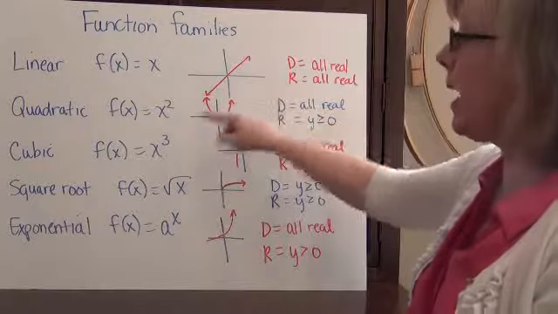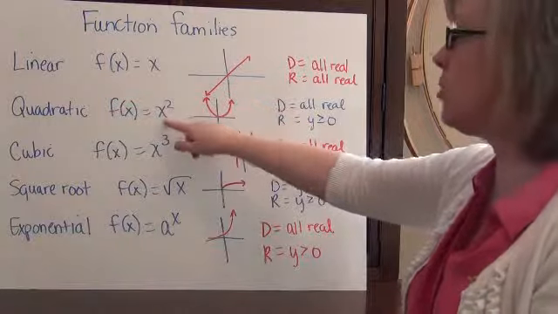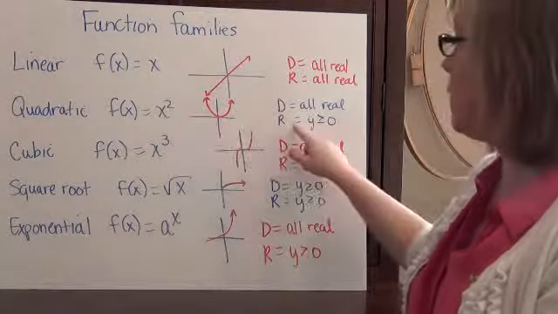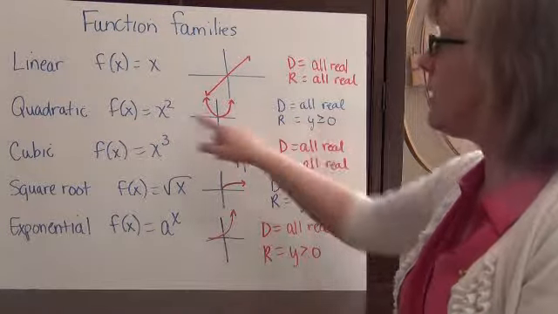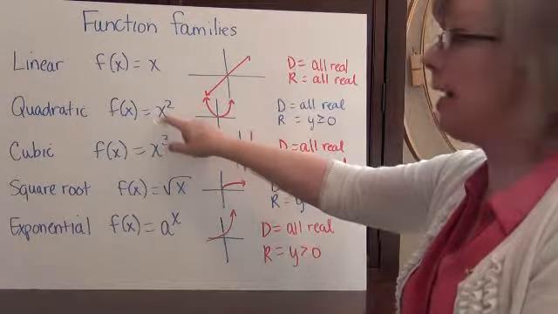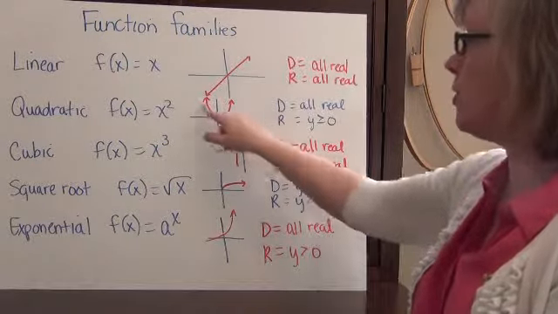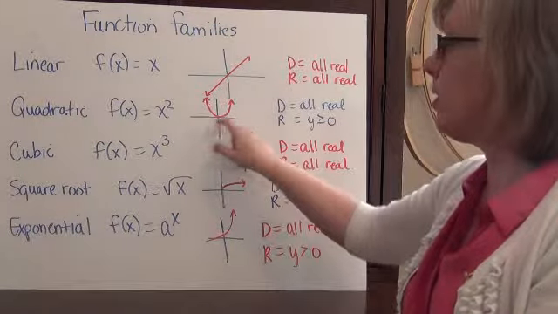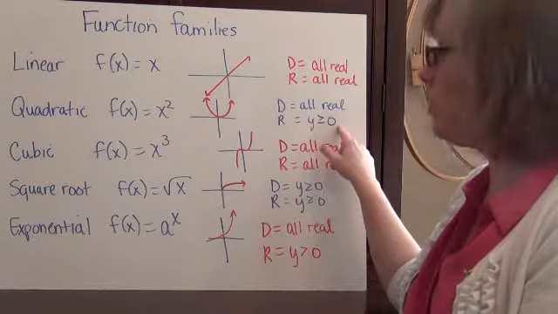My domain, once again, I could put any number I want in for x. I could put positives, negatives, fractions, it doesn't matter. But because I'm squaring the number, my range will always be greater than or equal to 0. Even if I put a negative number in here, a negative number squared gives me a positive out for my answer. So the range, as you can see from the graph, is restricted. It's not going to be down here unless I do something else to that equation. So y is greater than or equal to 0.